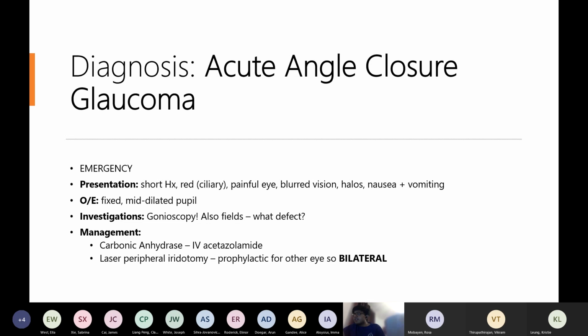Yeah, so you tend to get a peripheral visual loss. I mean, if you don't know the answer, peripheral visual loss is always a good shout, unless it's neurological, then it won't be that.